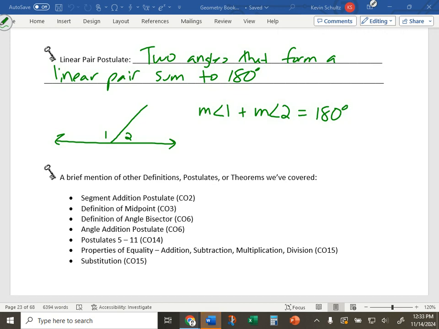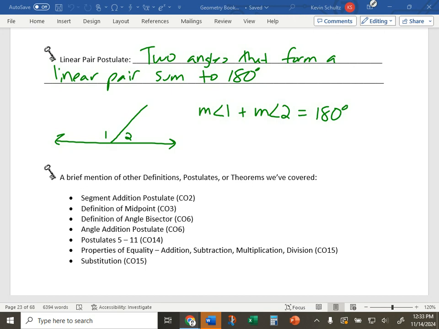All right. Some other things that we've covered throughout our time together that are going to be used in proofs: the segment addition postulate, the definition of a midpoint, definition of an angle bisector, angle addition postulate, postulates 5 through 11, the properties of equality from CO15, addition, subtraction, multiplication, division, and the substitution property also from CO15. So our toolbox is getting pretty hefty. Okay? There's a lot of tools, a lot of reasons you could pull into that are going to help you with proofs. The key is knowing them.